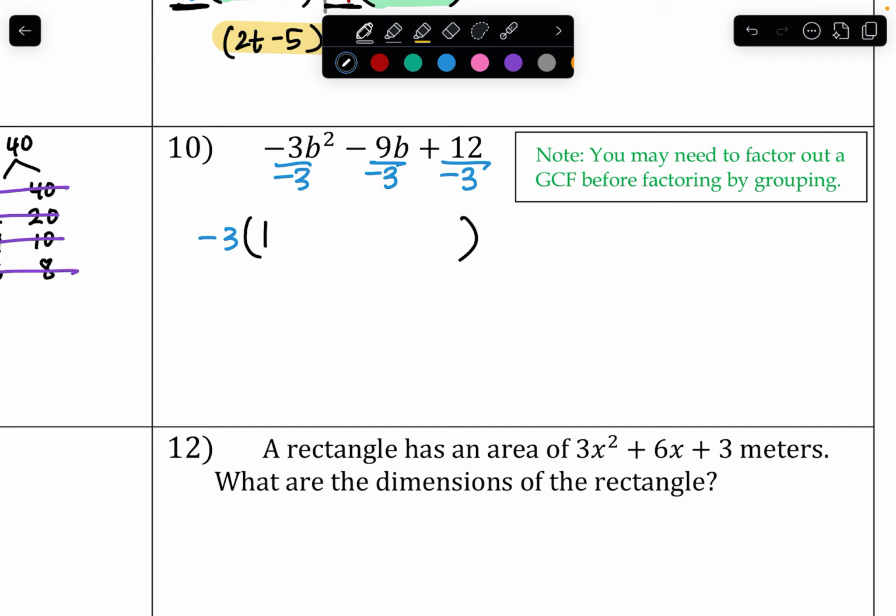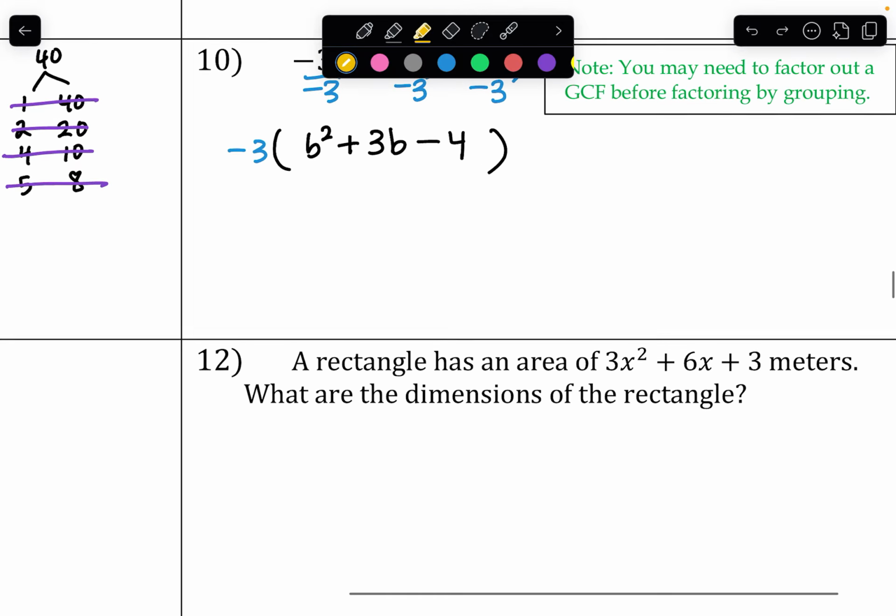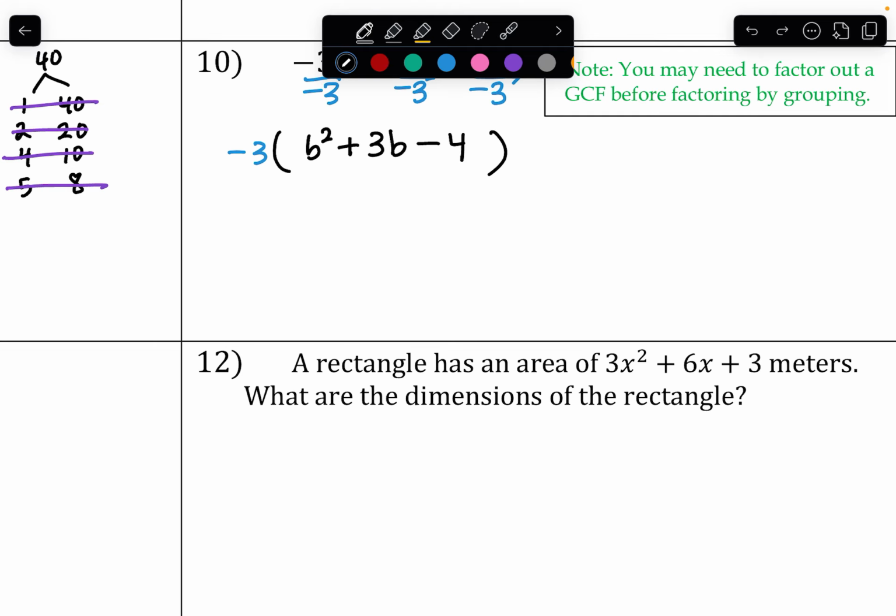-3 divided by -3 is 1 with the b squared, and you don't have to write the 1. -9 divided by -3 is positive 3b. 12 divided by -3 is -4. Remember, everybody's sign is going to change when you divide by a negative. Okay, and so now we are working with a simpler quadratic where a is 1 again. And so we just need two numbers that multiply to -4 but add to 3. Two numbers that multiply to -4 but add to 3.